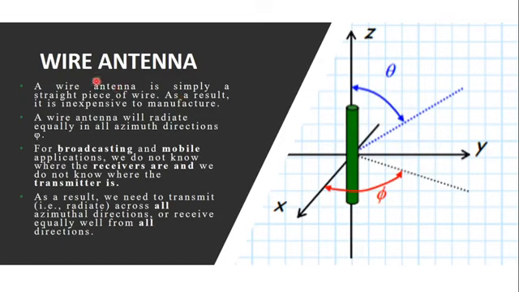As I said earlier, the wire antenna transmits across all azimuthal directions. If it transmits in all directions, for the receiver also, the conditions will be the same. So it equally well receives from all azimuth directions also. So this is about the wire antenna. It is just a piece of wire which is nothing but any conductor, and this wire antenna radiates equally in this azimuthal direction, and because it has an equal radiation, this is mostly preferable in mobile applications.